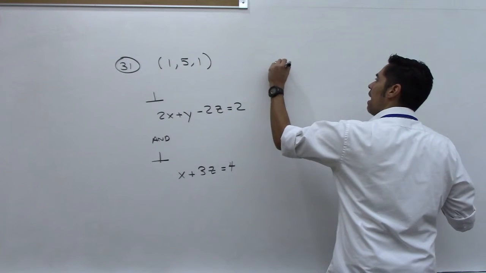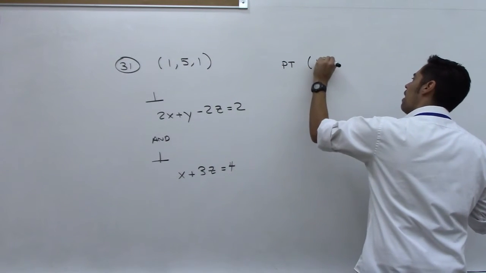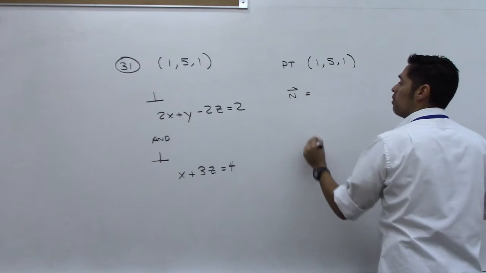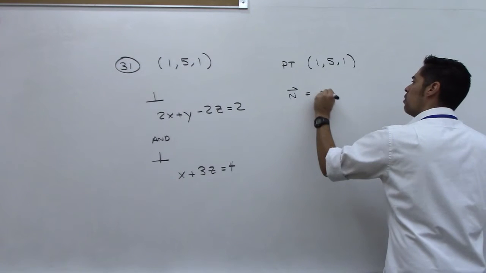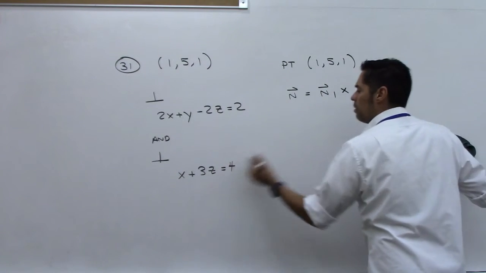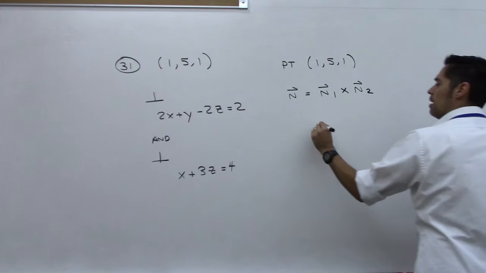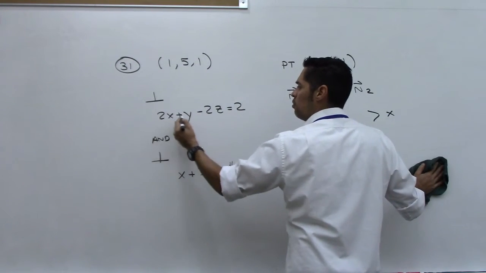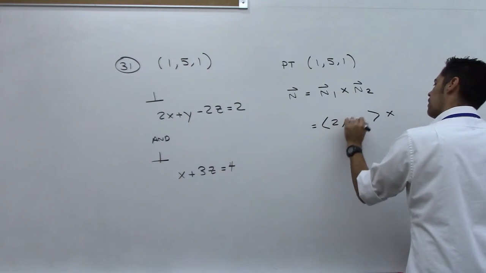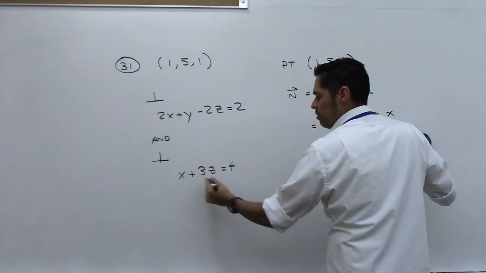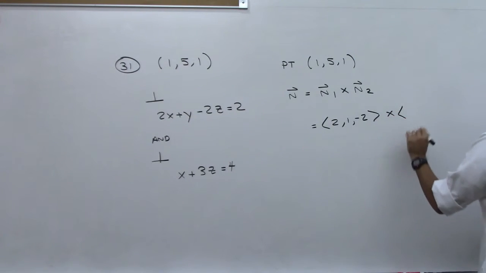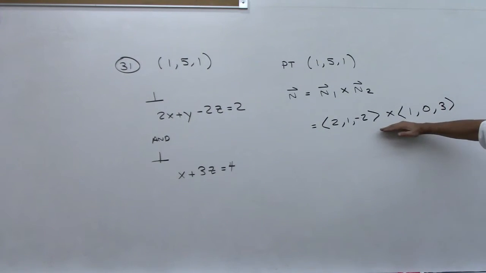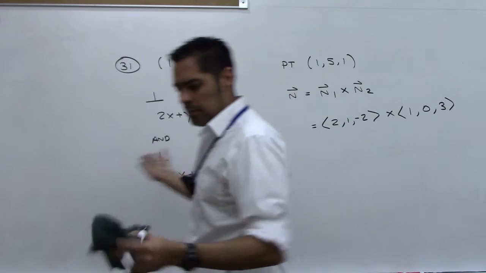So without going through all the work, let's just say this. The point that I have is the point 1, 5, 1. The normal for the plane I'm looking for is the normal of this one, normal of plane 1, crossed with the normal of this one, the normal of plane 2. And what is the normal of plane 1? Move everything to one side. 2, 1, negative 2. And what is the normal of this plane? So notice there's no y in there. That means you have 1 in front of x, 0 in front of y, 3 in front of z. Cross these two together, you get your normal, you've got your point, plug everything in, you're done.